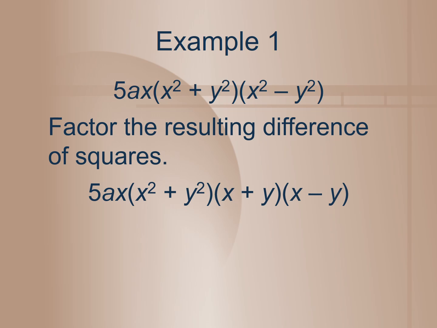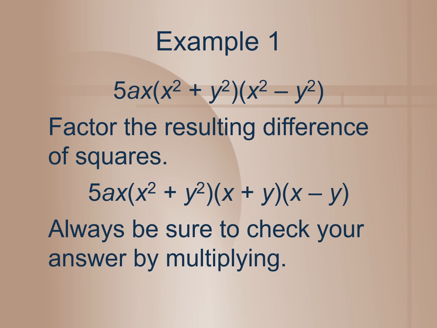Now, one more check. Okay, it looks like everything is completely factored. Don't be confused. Remember, there's no such thing as the sum of squares. There's only difference of squares. So this is already completely factored. There's nothing you can do with this one. And remember, you can always check your work by multiplying and make sure that after you multiply, you end up with what you began with.